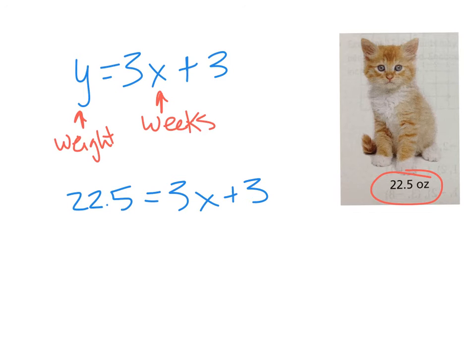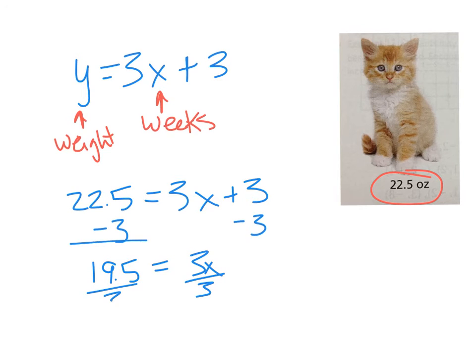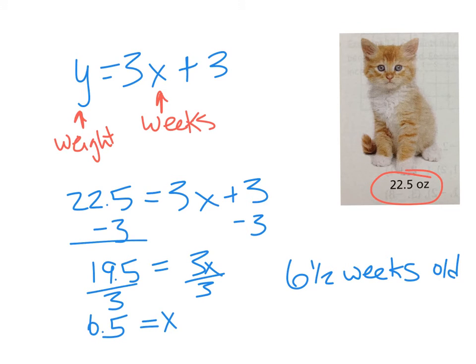What's my first step? You subtract. So what's 22.5 minus 3? Is that 19.5? Right. And then we divide by 3. So what's 19.5 divided by 3? 6.5. So how old is this kitten? 6.5 weeks old.